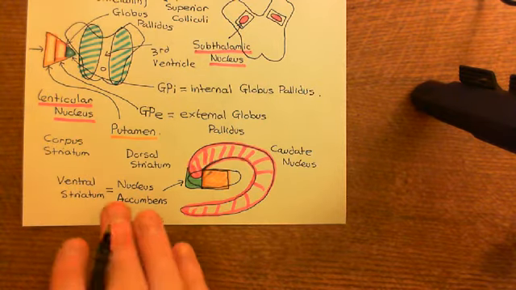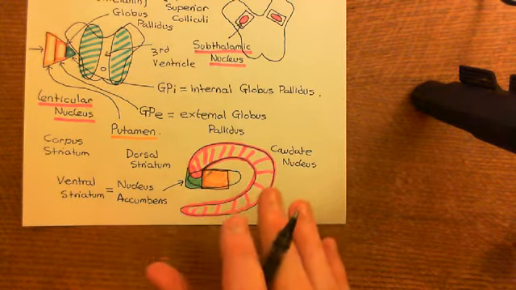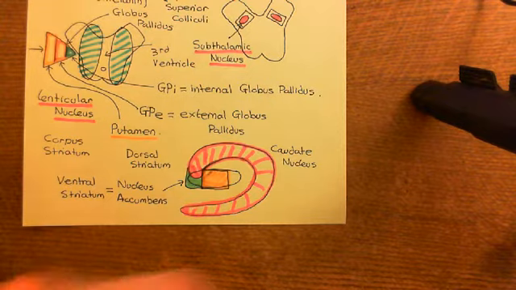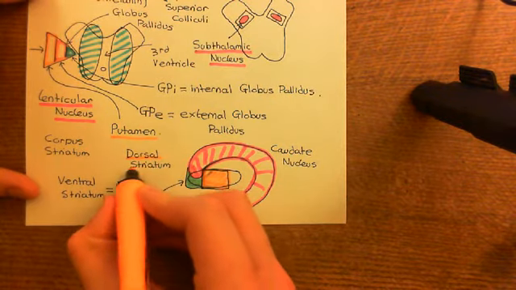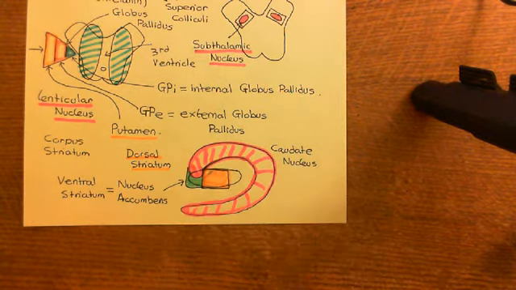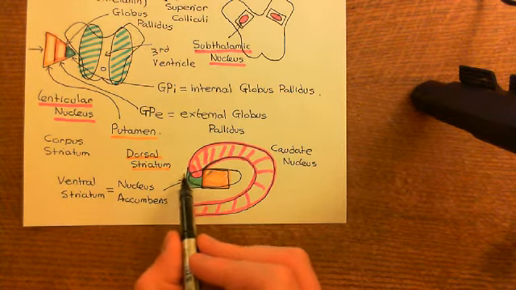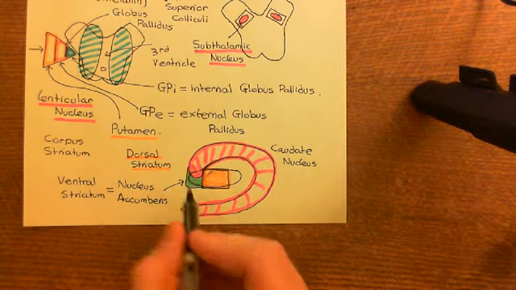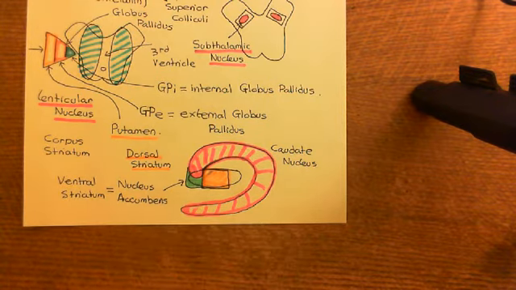Now, the nucleus accumbens and the dorsal striatum have very different functions, so that's why we distinguish between the dorsal striatum and the ventral striatum. The dorsal striatum is part of the basal ganglia, and is part of a very important motor circuit. The nucleus accumbens is involved in motivation and the brain's natural reward system. So its function is very different from the dorsal striatum.